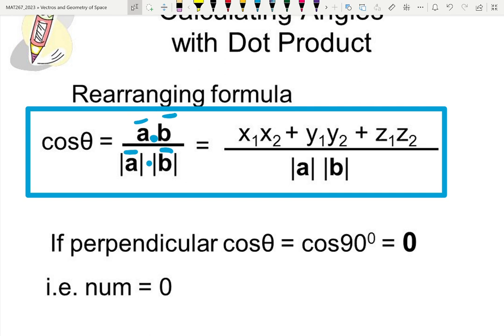If two vectors, A and B, are perpendicular, then cosine will have 90 degrees inside, and cosine of 90 is 0. So the numerator will be 0. Regardless of the lengths, this might be huge lengths, this might be small lengths, it doesn't matter. The numerator gives you 0 because the top will give you 0. That's how you know. Make sense?